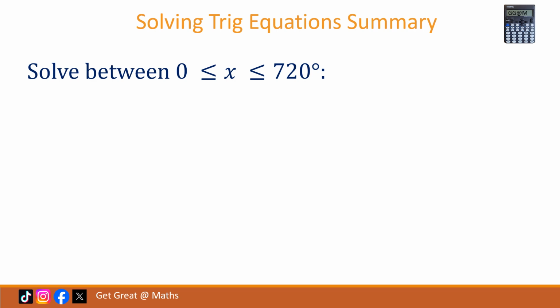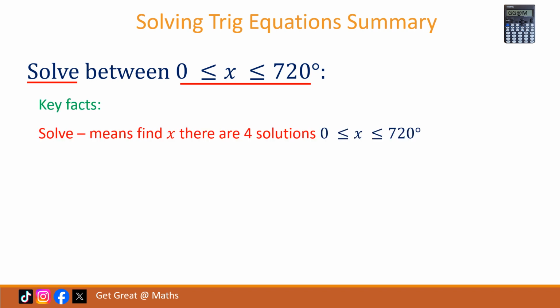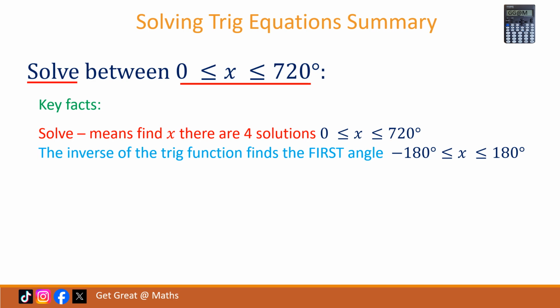In summary, we're going to link all the key facts that you need to know for the sine, cos and tan graph so you can solve for any single scenario. So remember, we're going to be solving between 0 and 720. Our key facts, the word solve means find x, and there are going to be 4 solutions between 0 and 720. The inverse of a trig function finds the first angle, which will be an angle between minus 180 degrees and 180 degrees. To find the second angles, this depends on which curve you're looking at.